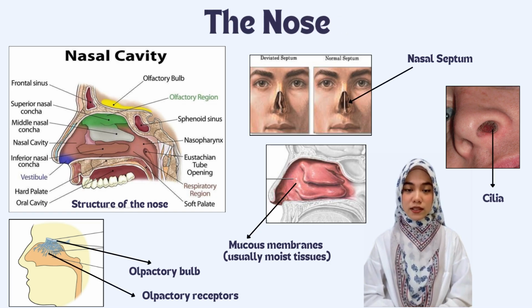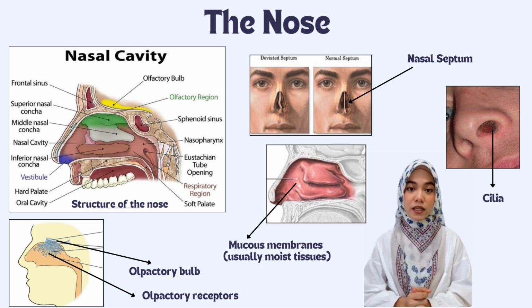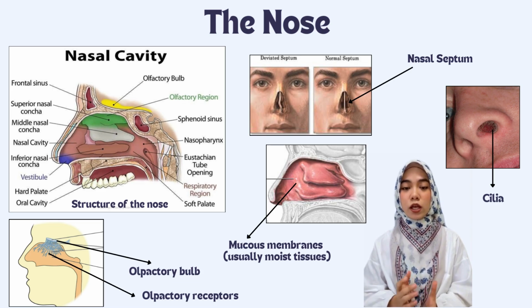Next is the nose. Air enters the body through the nose and passes through the nasal cavity, which is the interior portion of the nose. The nostrils are the external opening of the nose. The nasal septum is a wall of cartilage that divides the nose into two equal sections.